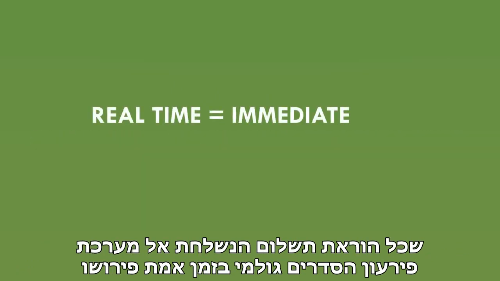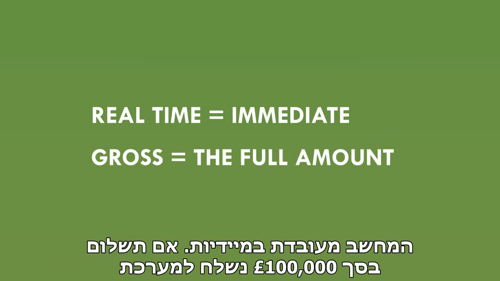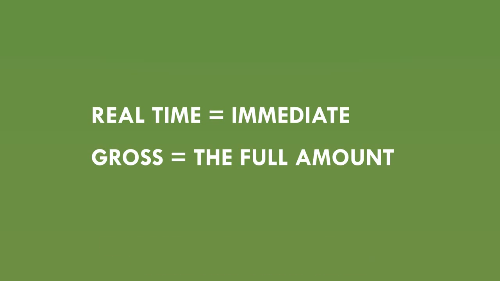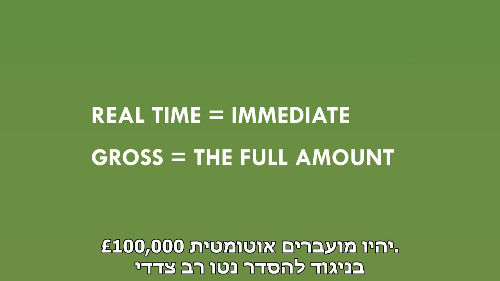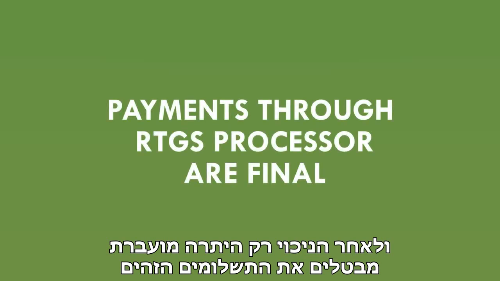Real-time gross settlement means that any payment instruction sent to the computer system is processed immediately. If a payment of £100,000 is sent to the system, £100,000 will be transferred automatically. This is in contrast to multilateral net settlement that we discussed just before, in which all the payments are queued up, cancelled out against each other, and only the final net difference is transferred.